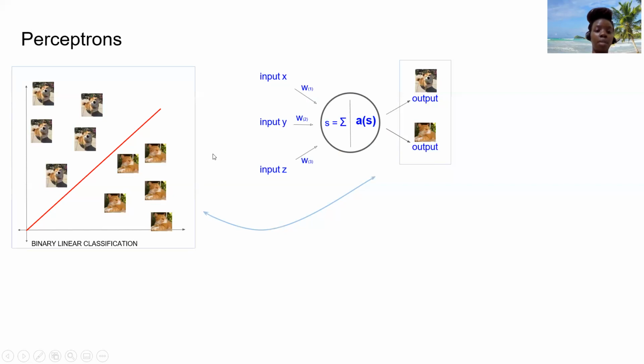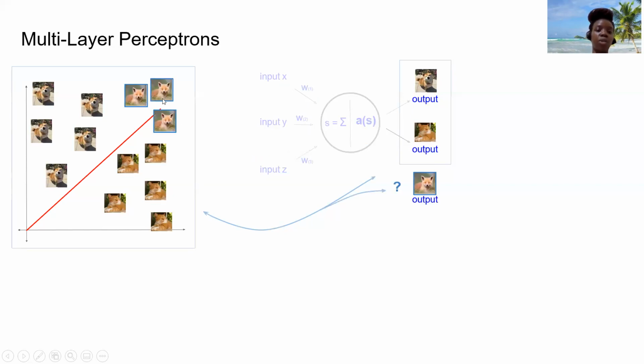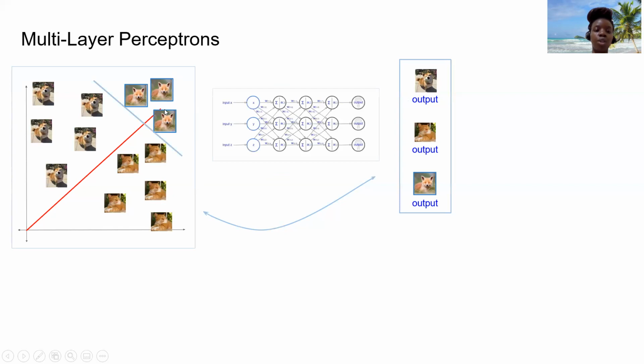But what happens when we add another class of animal, the fox? A single layer perceptron, being a binary linear classifier, is not able to differentiate three outputs. So how do we make it differentiate three outputs? We can add another layer of perceptron, which now differentiates between the fox and the other classes of animals. This way, we are able to differentiate between three outputs: the dog, the cat, and the fox.